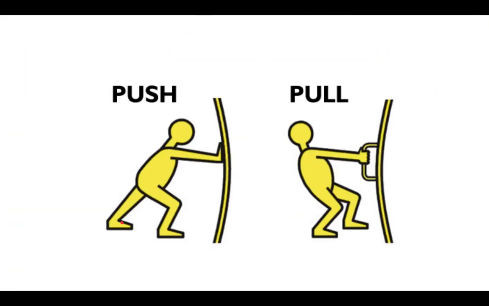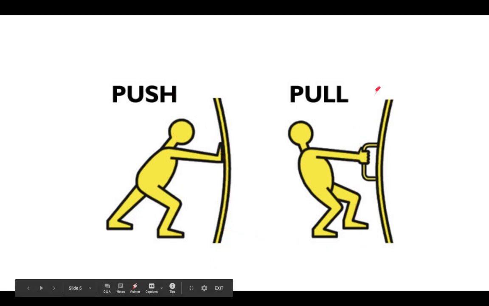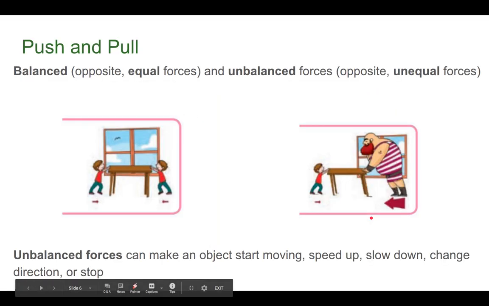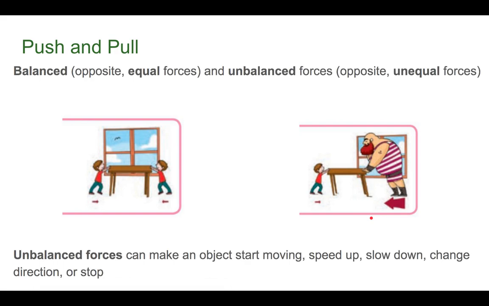Push and pull. You can push an object away from you or pull an object toward you. So balanced objects have opposite but equal forces. If you look at this first picture, you'll see that there's opposite but equal forces. So it's balanced. The table will not move.